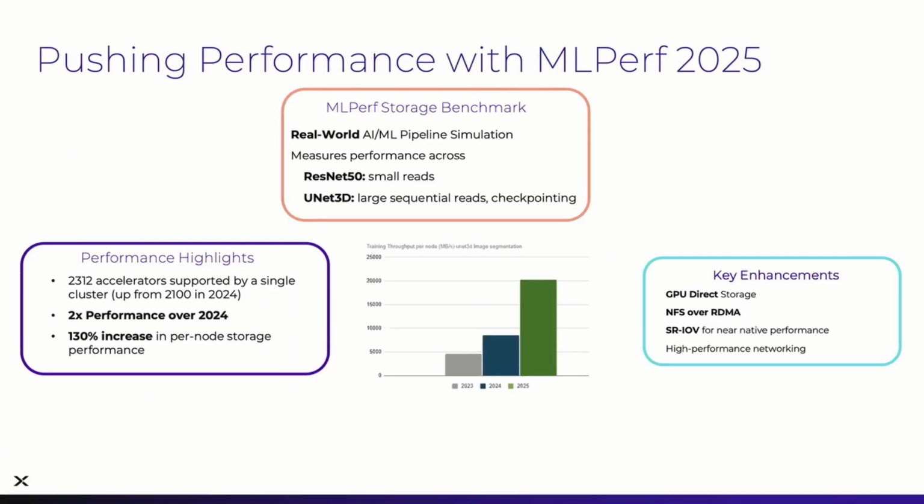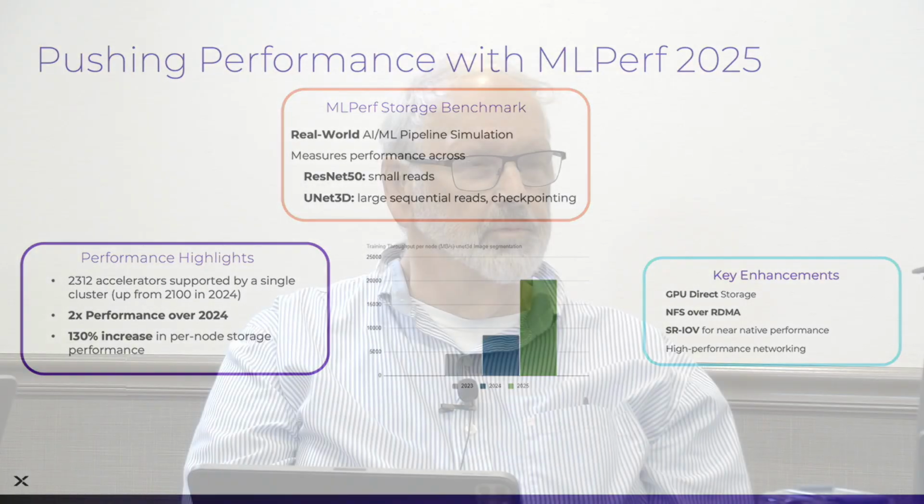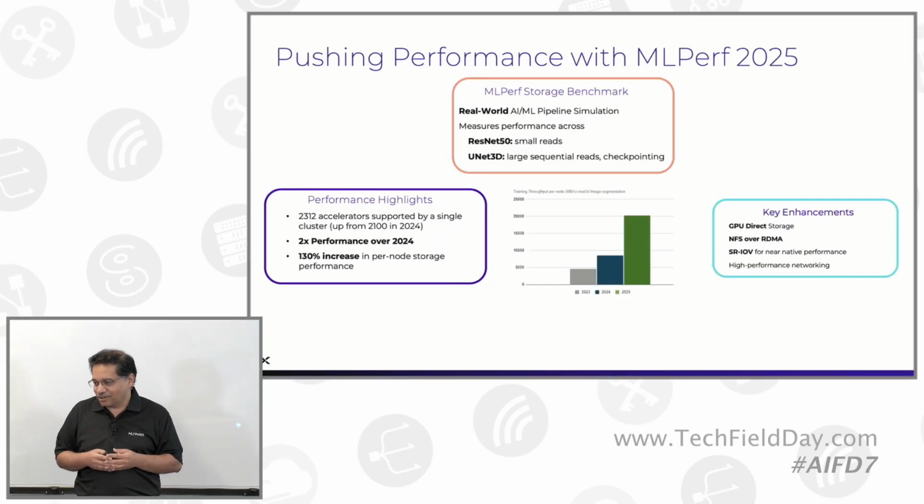Nice. The performance applies to both ResNet as well as UNet 3D. Yes. So files, small files, both are performing better with the latest rev. Yes. 130% increase. And what you're saying there is how many accelerators you can support. Yeah. So like I said, it says there 2,300 accelerators right now on a cluster of 16 nodes. Yeah. We can go higher, but I'll talk about that.